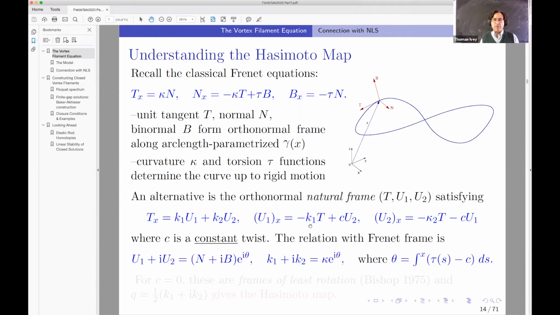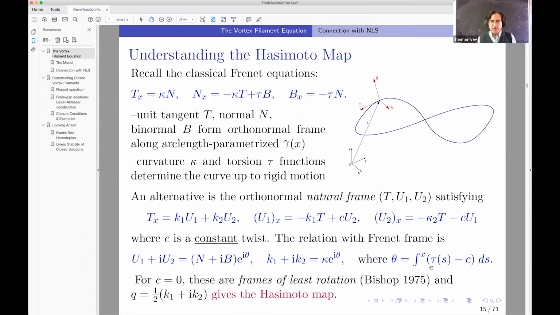And the relationship to the Frenet frame is easiest to write if you use a little bit of complex notation. If you write those two new normal vectors as u1 plus i u2, so a single complex-valued normal vector, then it's e to the i theta times n plus ib, where theta is the appropriate antiderivative of torsion, minus a constant, I should say, to account for the fact that there's this constant spin added in the normal plane. But if you, yes, go ahead. So implicit in what you're saying is that it may sometimes be useful to take C non-zero. Yes, and I'll explain that in a moment.